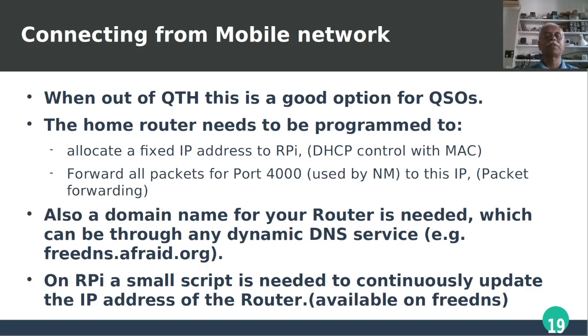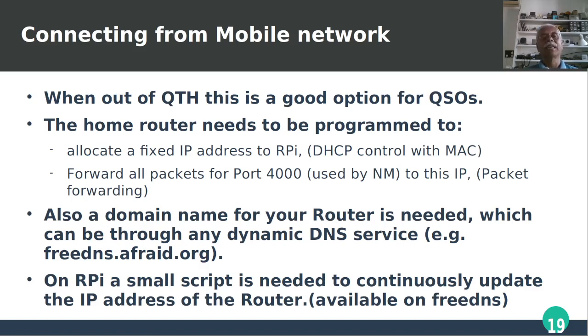Till now what we have seen is from Wi-Fi, but we can connect from a mobile network also. When you are out of QTH, it is a good option, but it requires your home router to be slightly programmed. We have to allocate a fixed IP address for your Raspberry Pi. We do that using DHCP in your router using the MAC address. If you are interested, I can show you in detail later. And the second thing is we have to forward all packets received by your router on port 4000, which is actually used by NoMachine, to this particular IP by using port forwarding.